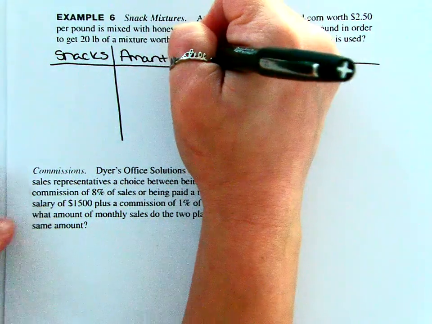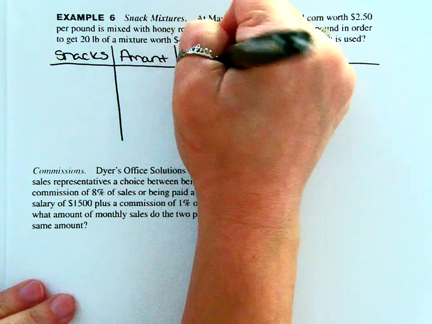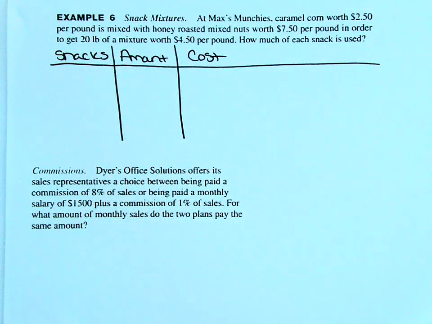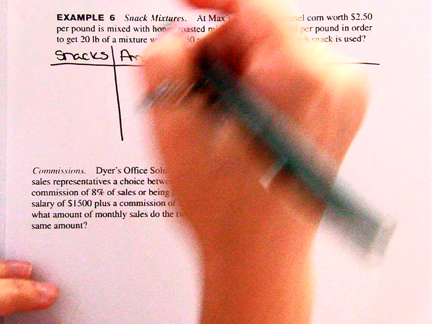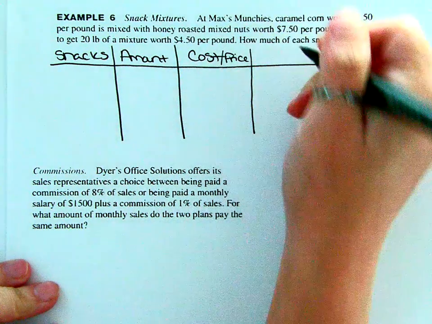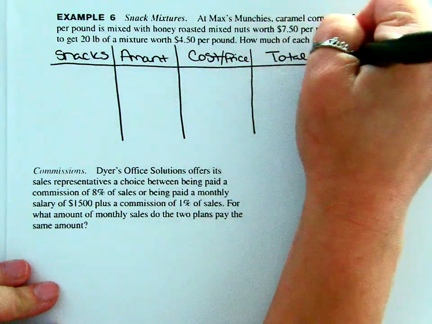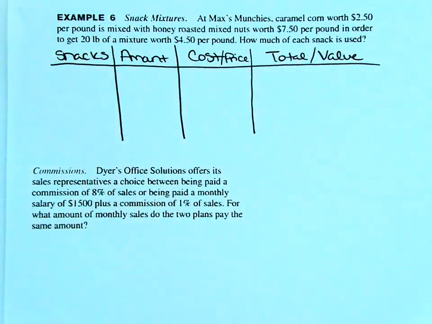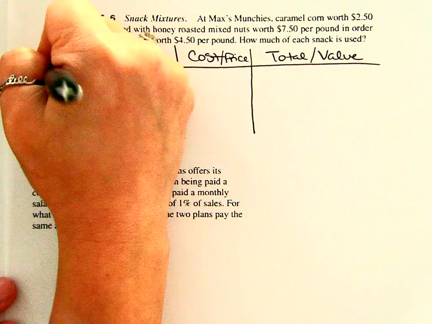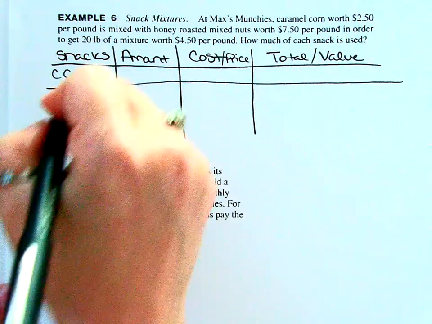I guess I made a really big table and didn't need it to go quite so far. Or a price, I guess you could call this price. And then you would have your total or your value, however you want to think about this last one. So our first snack is our caramel corn. I'm going to call it CC for short. And we have our nuts. And then we have our mixture.